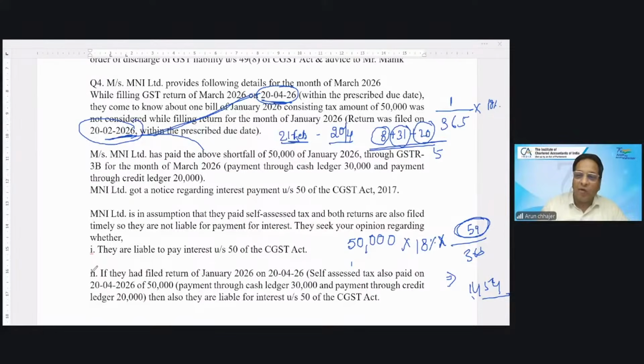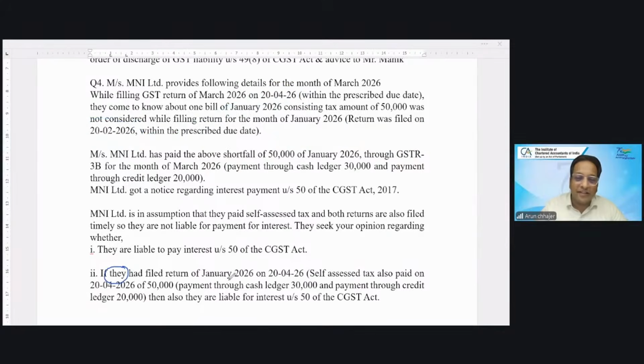Now the interesting part of this question. If they filed the January 26 return on 20th April 2026, self-assessed tax also paid on this date, and the payment mode was the same, 30,000 through cash and 20,000 through ITC, then on which amount would the interest be calculated? Please tell me, on what amount will interest be charged? Would the answer be 50,000, 30,000, 20,000 or no interest?